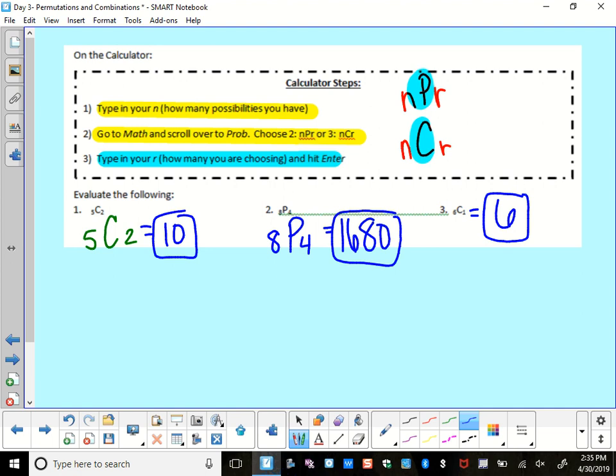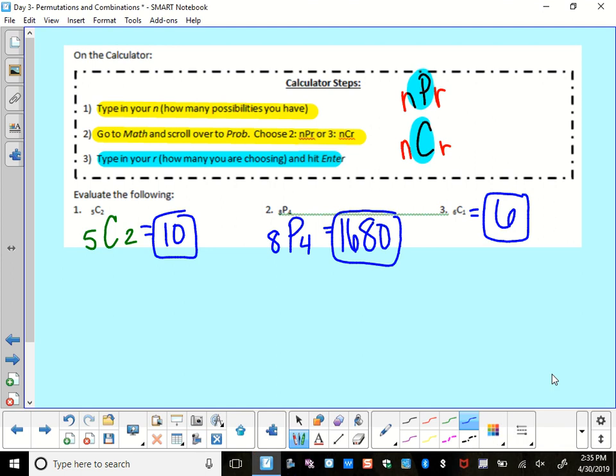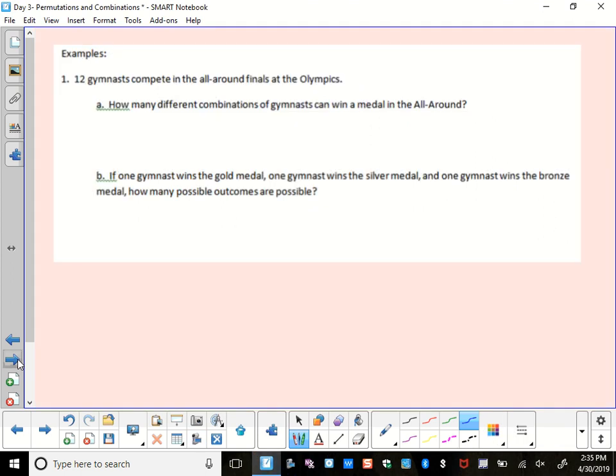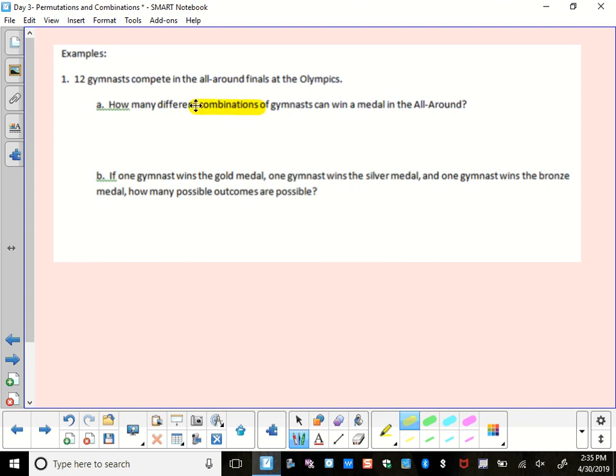Okay, so now we're going to do some examples. All right, example 1. 12 gymnasts compete in an all-around finals at the Olympics. Part A says how many different combinations of gymnasts can win a medal in the all-around. Well, there are some important words here. The first one being combination. Do you think we're going to use C or P? C, because order does not matter here. They're just asking how many different ways can they get a medal. We're not asking who can be first, second, or third place.